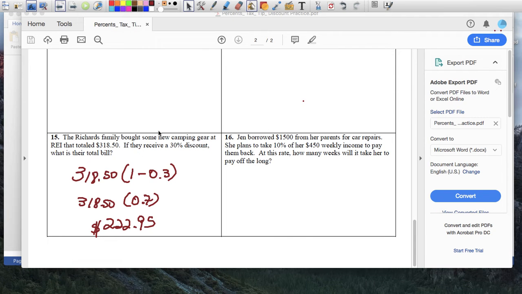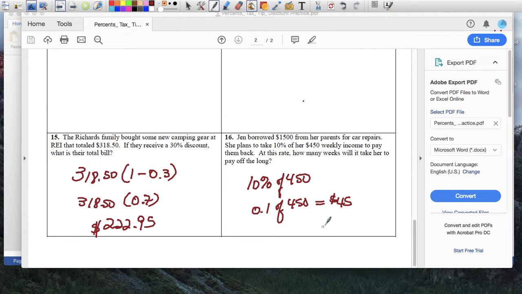Jen borrowed $1,500 from her parents. She plans to take 10% of her weekly $450 income to pay them back. At this rate, how many weeks will it take to pay? Okay, so what's 10% of 450? That's easy. 10% of 450, or 0.10 of 450, is 45. So every week she is paying her parents $45.